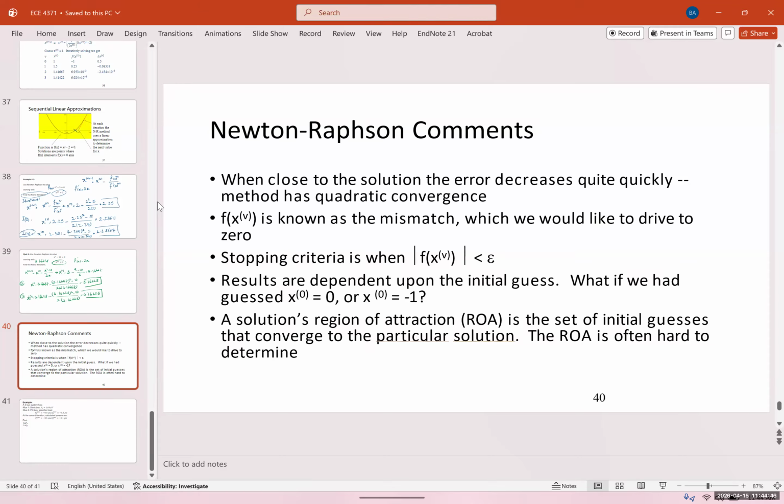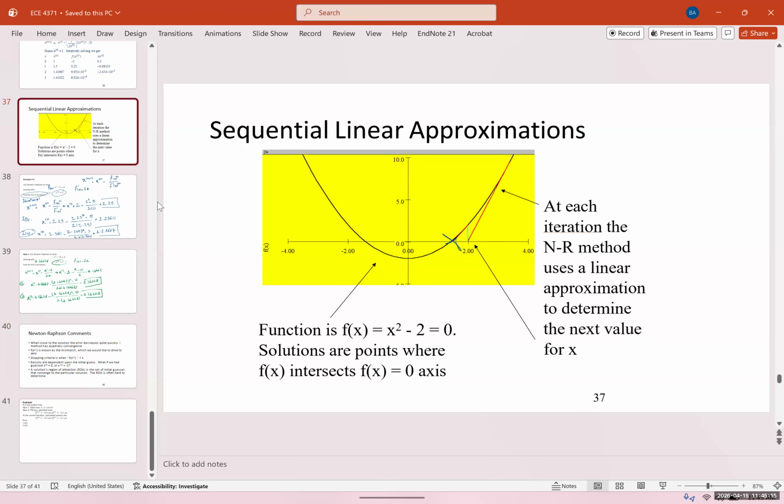Results are dependent upon the initial guess. What if we had a guess x0 of 0? Then x of 1 is going to be -1. Sometimes if the initial guess is greater than the final answer, you're not going to converge. You know what I mean? So the initial guess is very important. Again, we want to get to that converging point.